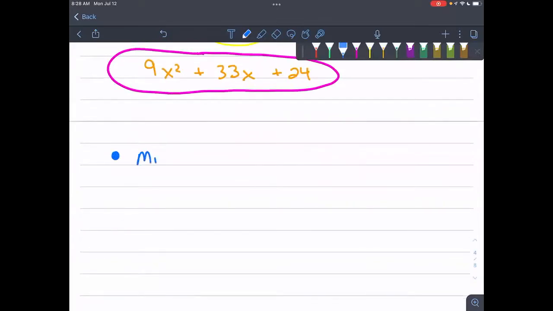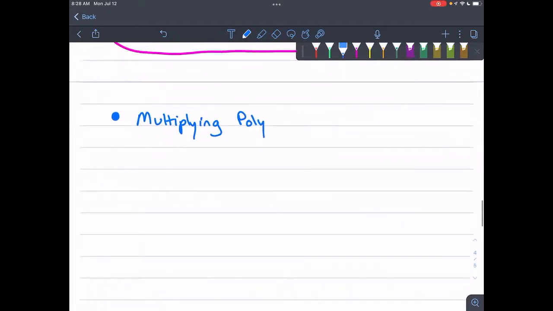Okay, so next section, multiplying. And we're almost done, by the way. So much shorter module 5 than module 4.